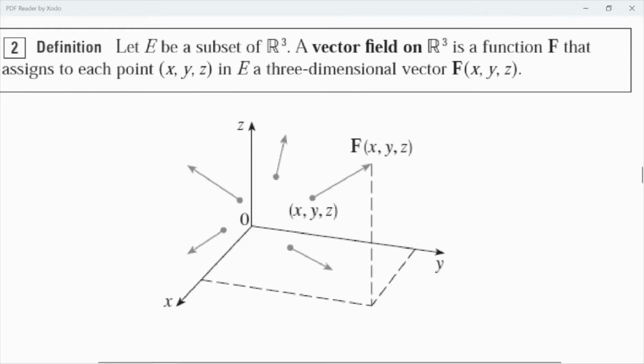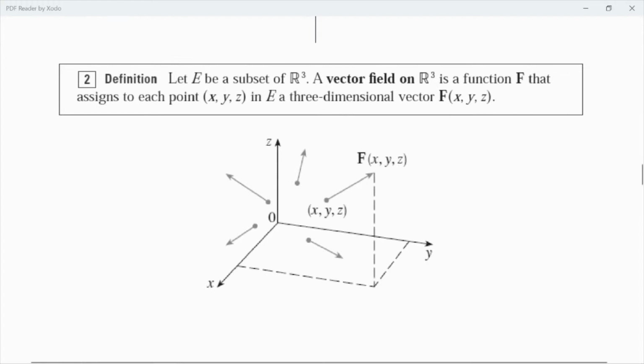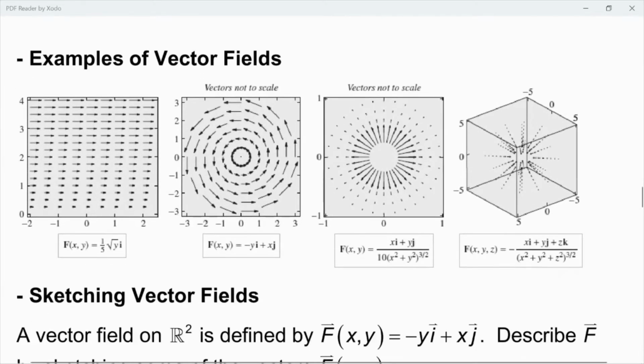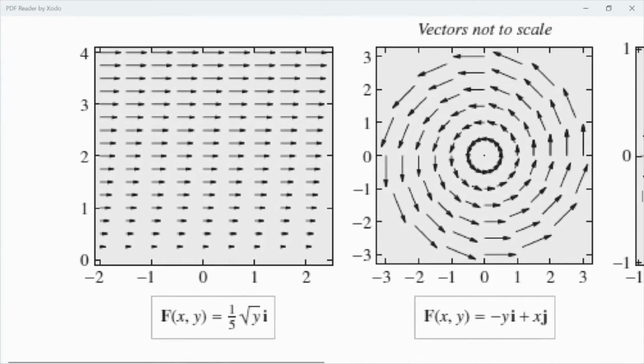Just like with the 2D vector field, we want to plot enough of these vectors that we can start to see some sort of pattern. Typically, if we have these vector functions that are predicting vectors at different points in space, then eventually we're going to see a pattern to our vectors. All right, so here are some examples in both 2D and 3D. Let's go through these one at a time. We're going to sketch a few of these, but more than anything, we're going to interpret these.